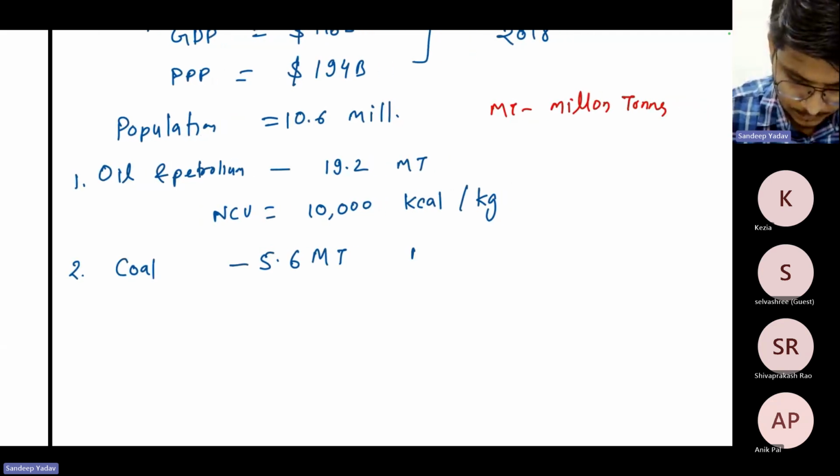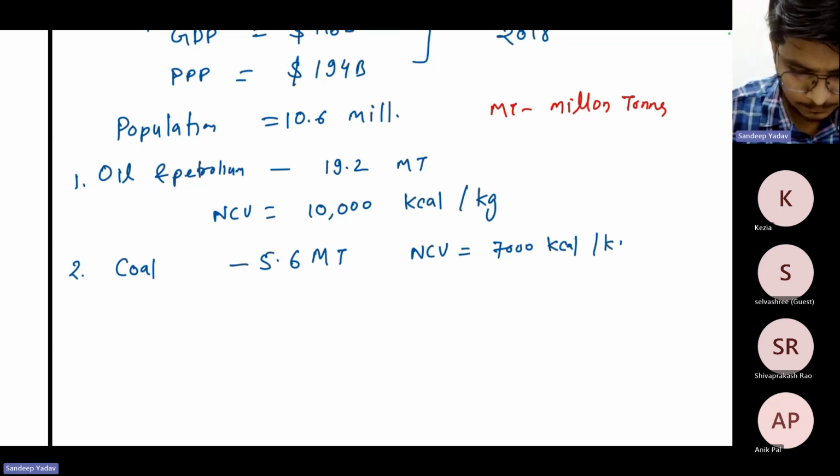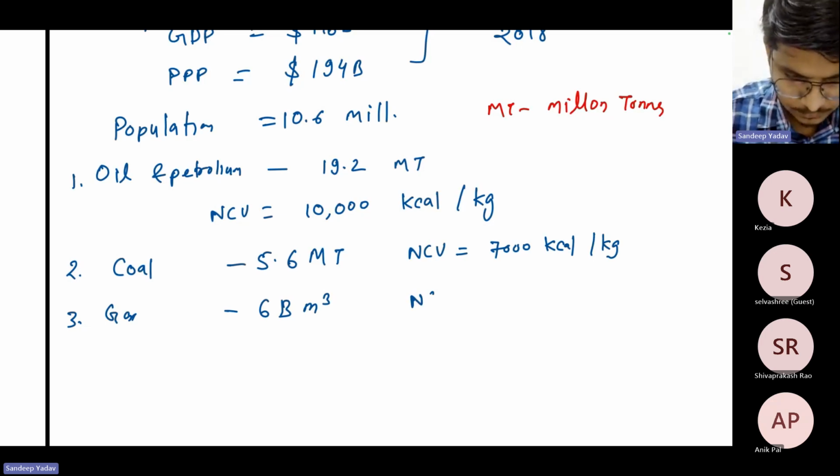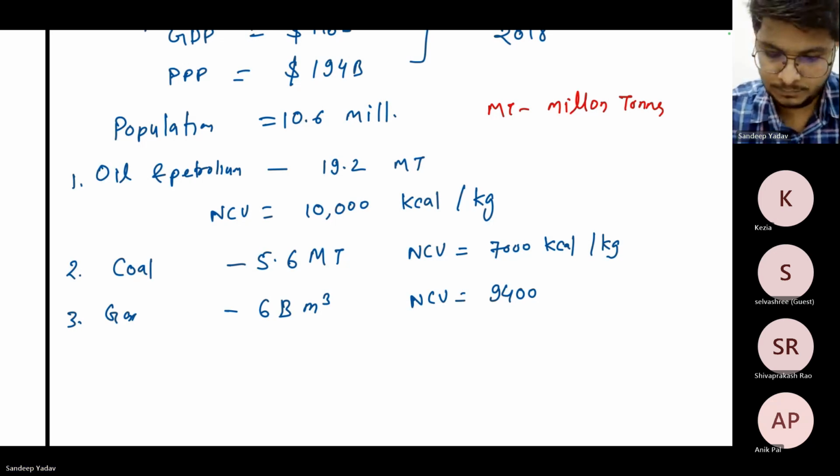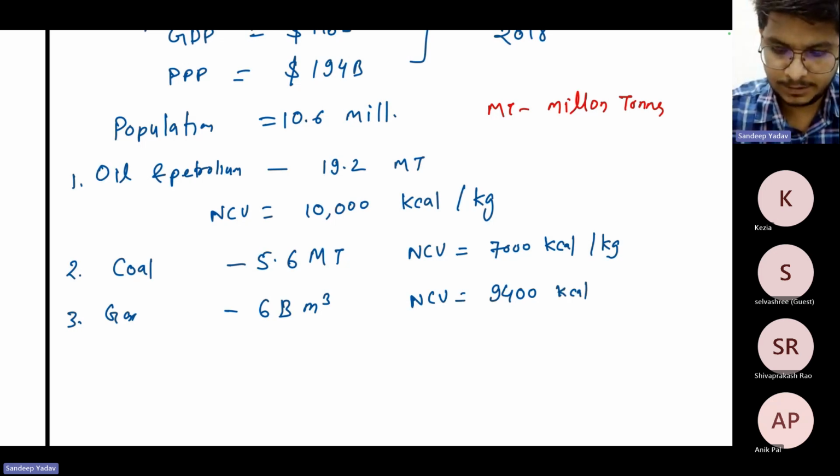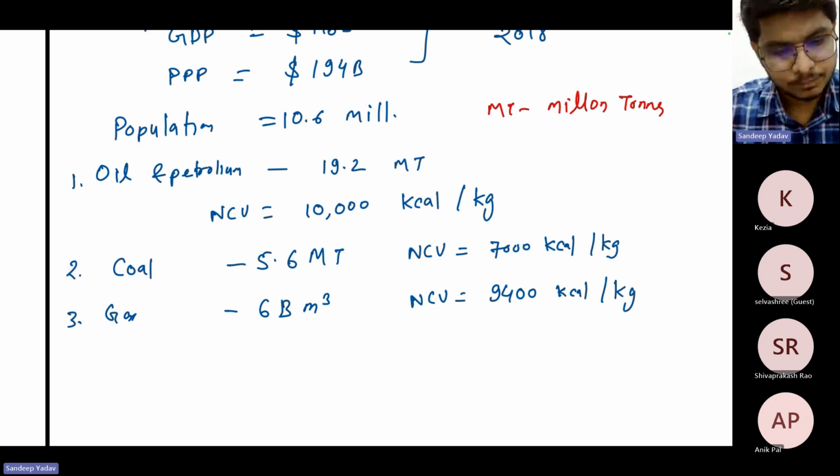Here the NCV of coal is given as 7,000 kilocalorie per kg, and gas is given as 6 billion meter cube, and the NCV of gas is 9,400 kilocalorie per kg. Now the fourth thing is biomass.